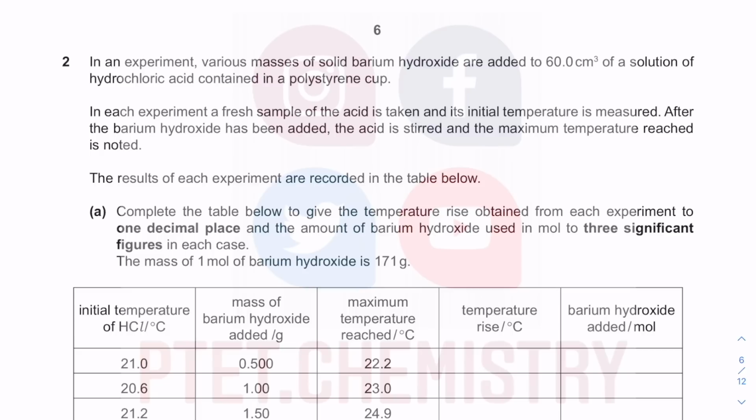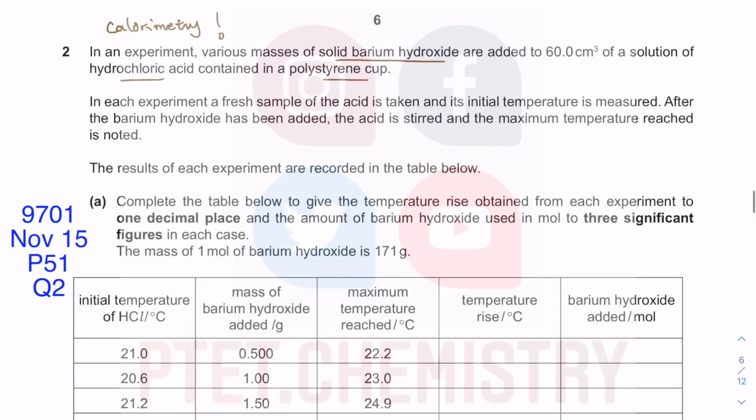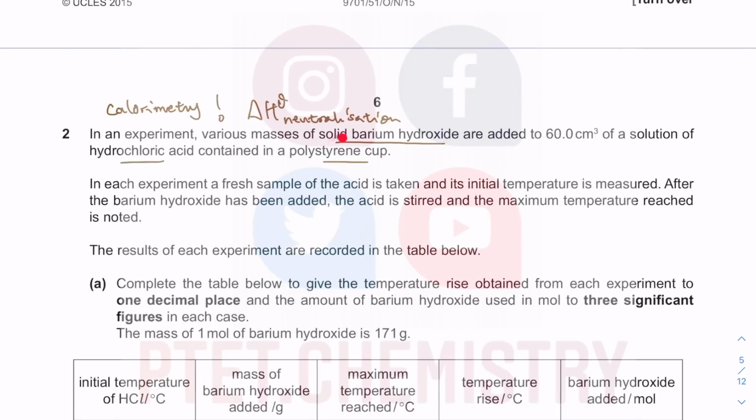So this next question, question 2, is a data analysis, evaluation analysis question. You have various masses of solid barium hydroxide, and you have hydrochloric acid, and you contain a polystyrene cup. So this is about calorimetry. You must have done this kind of experiment before. This is about a strong base and a strong acid, so this is most likely about enthalpy of neutralization, which is part of your AS syllabus under enthalpy changes.